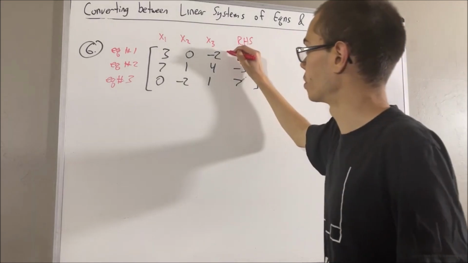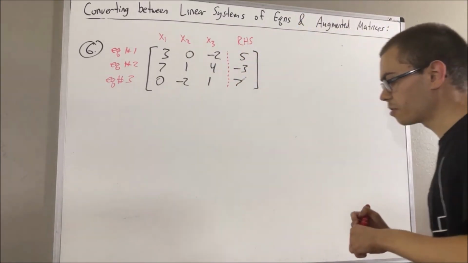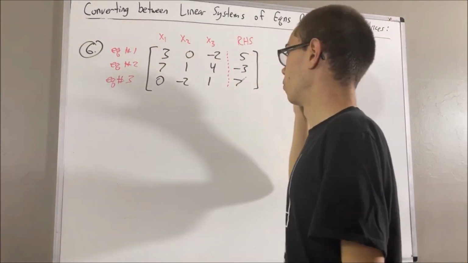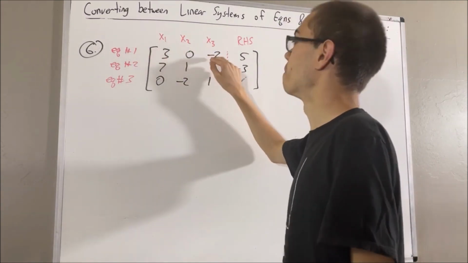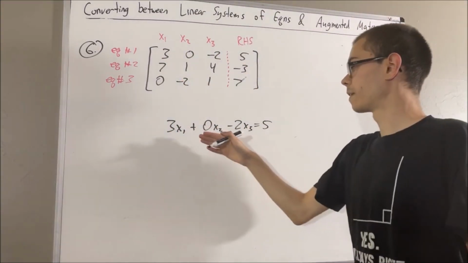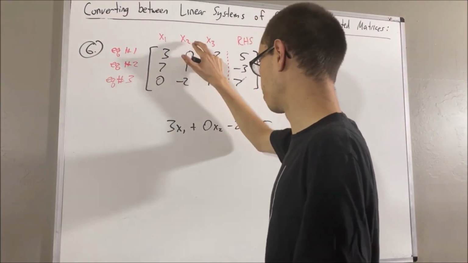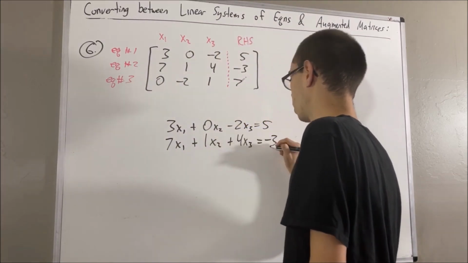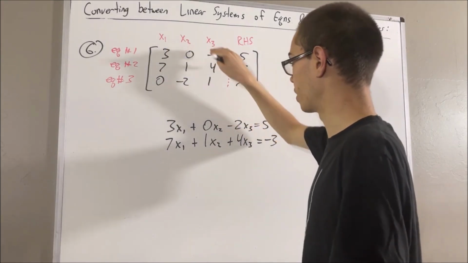Right? And I'm just going to add this little divider here. All right, but now let's figure out what each of these equations are going to be. Well, for our first equation, it's just going to be 3x1 plus 0x2 minus 2x3 equals 5. And that's it. For our second equation, it's 7x1 plus 1x2 plus 4x3 equals -3. For our third equation, it's 0x1 minus 2x2 plus 1x3 equals 7.